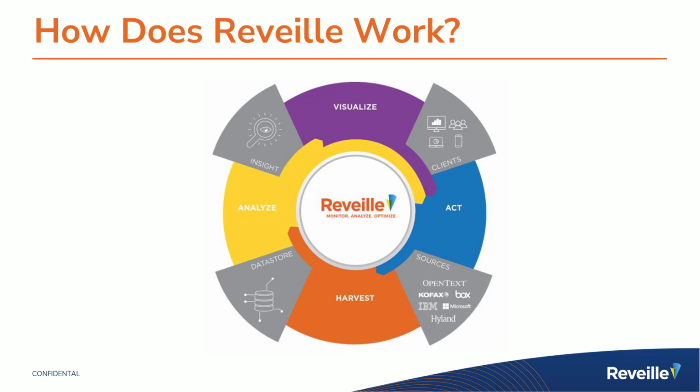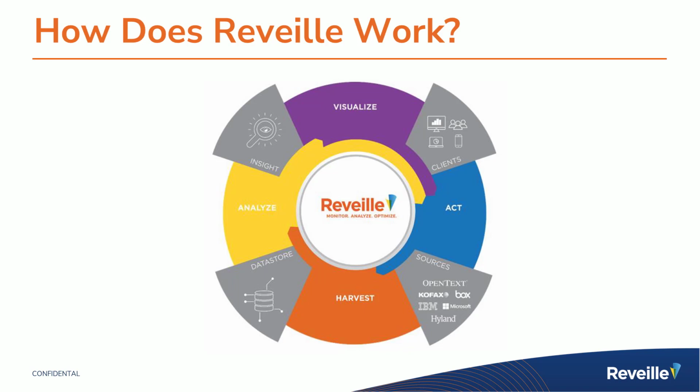So how does Reveille work? If we look to the bottom right-hand corner of this wheel, we can see there are multiple sources that Reveille can gather information from. Enterprise Content Management Systems, aka ECM systems, from vendors such as OpenText, IBM, Kofax, Box, Highland, Microsoft, etc. Reveille manages and monitors these systems by collecting information from them, checking how the systems are performing and being used. This also includes gathering information about end-user transaction performance, activity, and user behavior.